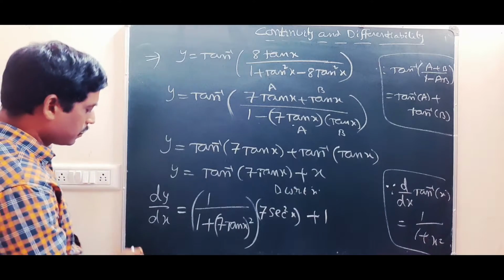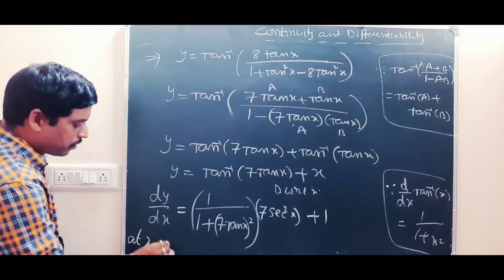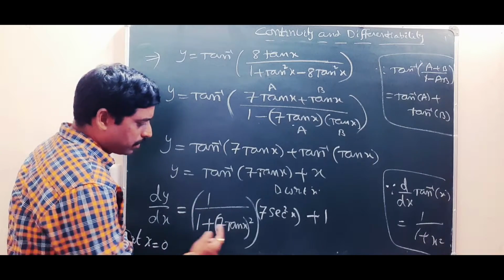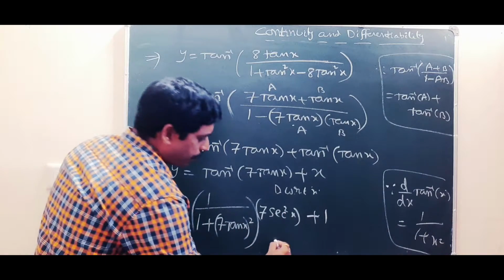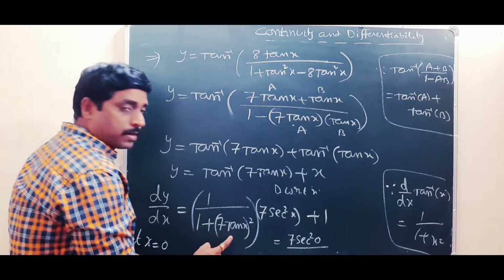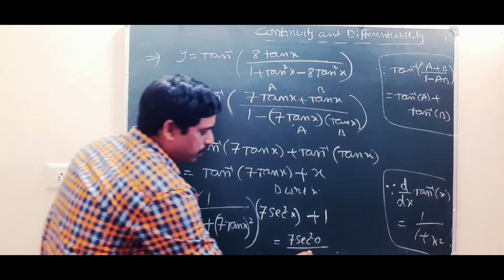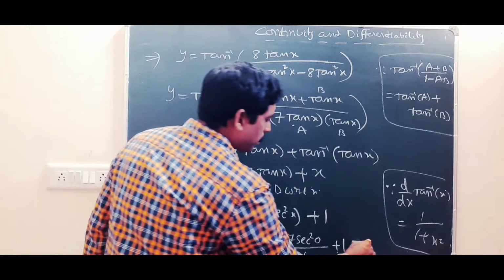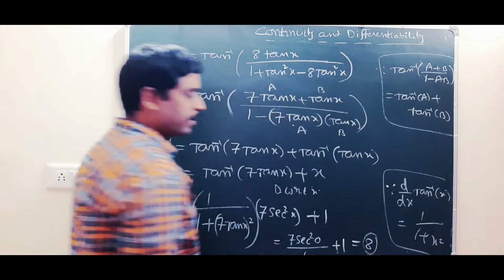What is our target? At x is equal to 0, we have to find dy by dx. Okay, substitute 0 in this one. 7 secant square 0 by 1 plus tan 0, value 0, 1 plus 0 is 1, plus 1. Secant 0 value 1. So 7 plus 1, 8. What is the answer? 8.